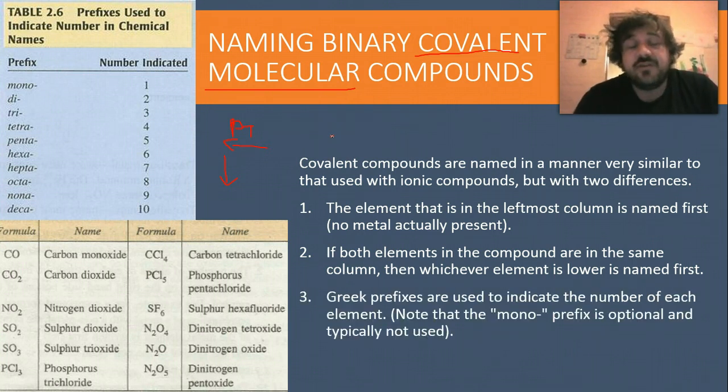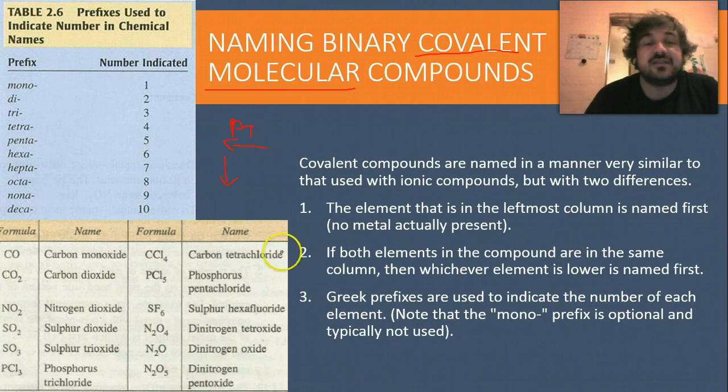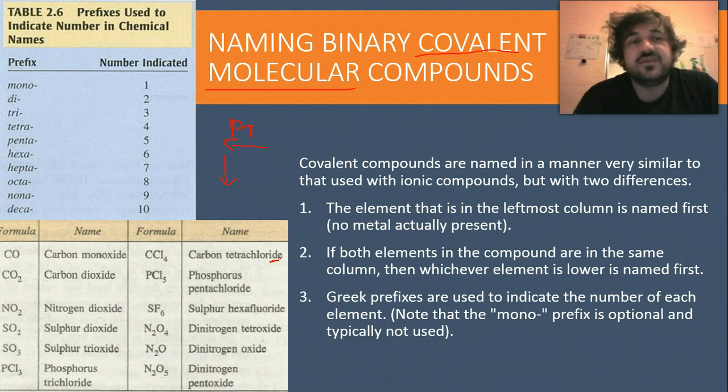We put Greek prefixes on the front. I've skipped out a step here. So name the element first. The second element, or more of it, still gets the "ide" on the end. But then things get a bit Greek. We start using the Greek prefixes to tell you how many of each element there are.